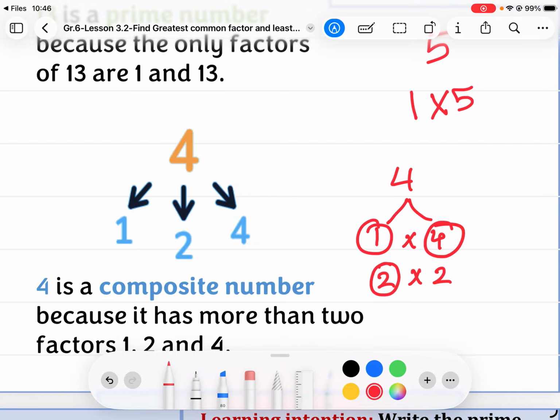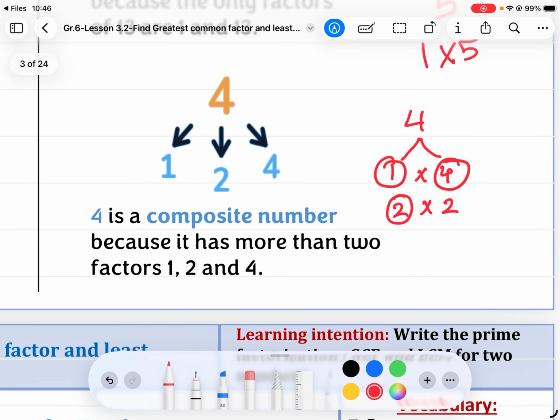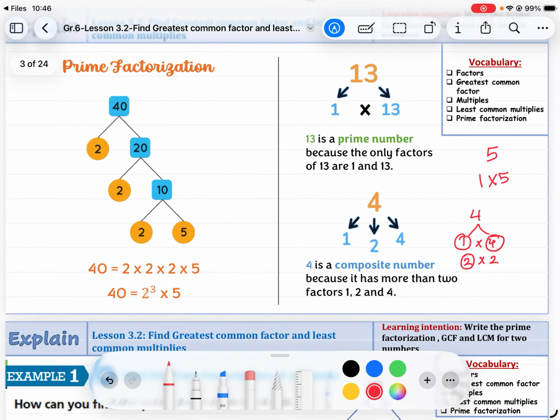We don't repeat the factors. We just take 2 once, no need to repeat. Okay, so this is why we call it a composite number. It has more than two factors. Okay, you can factor it.